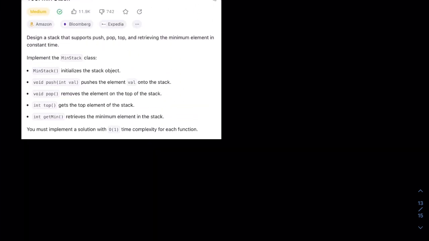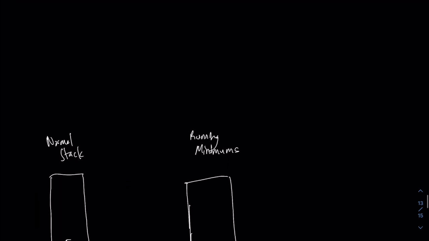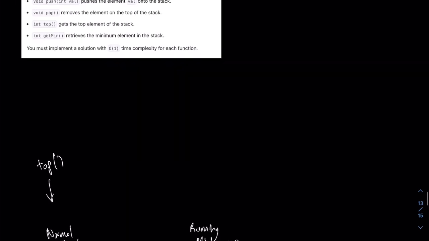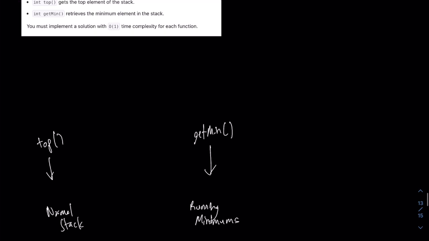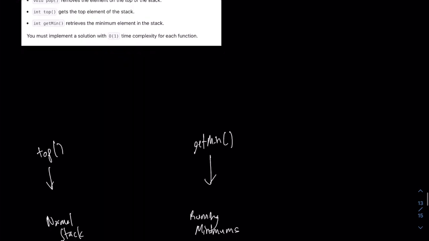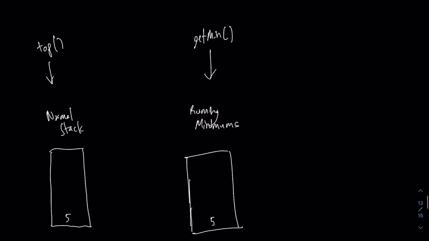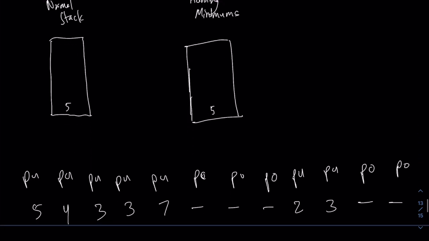However, if we called something instead like top, we would just use our normal stack. Whenever we call top, we always just retrieve from our normal stack. Whenever we need to retrieve getMin, we always retrieve from our running minimum stack, and that makes sense, right? And then we'll see in a sec when we need to push to our running minimum, and when we need to push to our normal stack.